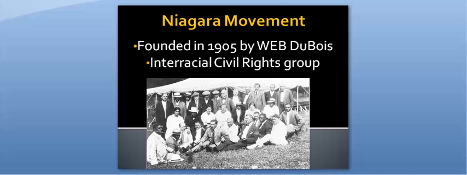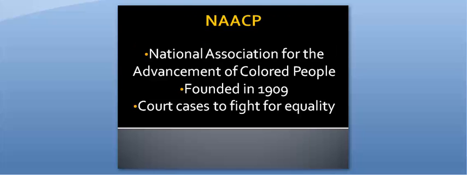While Du Bois fought for these ideas in the early 1900s, others were also fighting the same fight. In 1905, the Niagara Movement began, and Du Bois was a founder of this. It was an interracial group, that means that both blacks and whites were members. All of the members, black and white, were fighting for civil rights. It's one of the earliest examples of a civil rights group in the U.S.